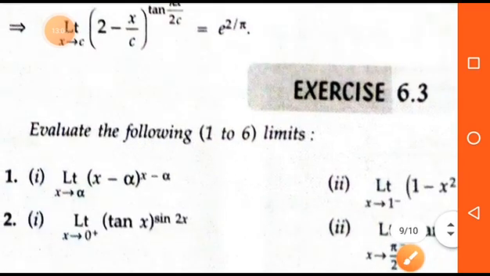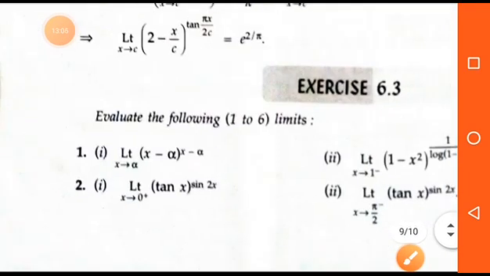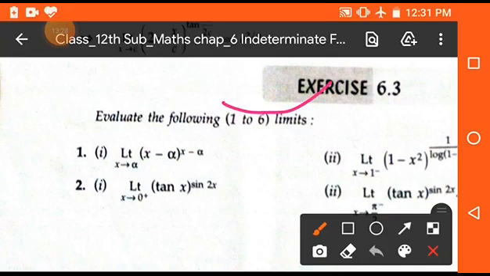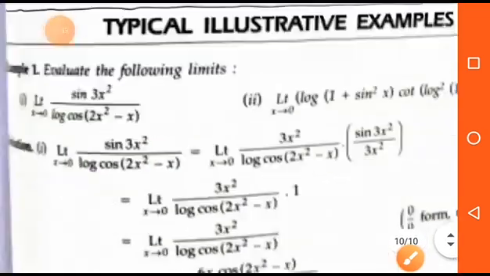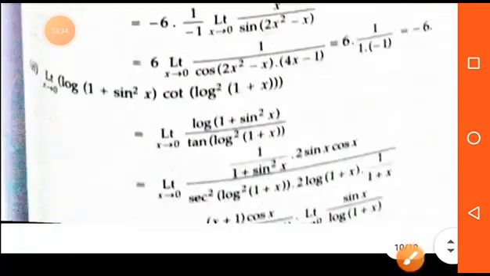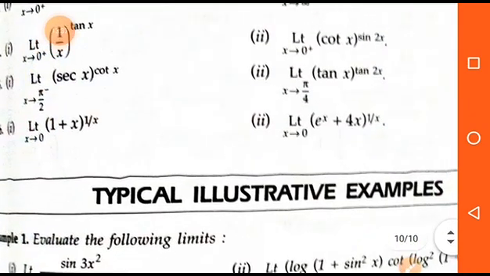Clear students? So the next exercise is 6.3, and in this exercise you will solve the questions which are related to the forms 0 by 0, 0 by infinite, and you can solve the questions of this exercise by watching the video and solving the examples very well. Clear? So students, this is your homework. Do the questions of exercise 6.3 and revise the whole chapter very well. Clear? Okay students, thank you very much.